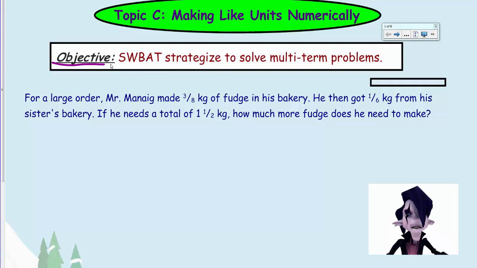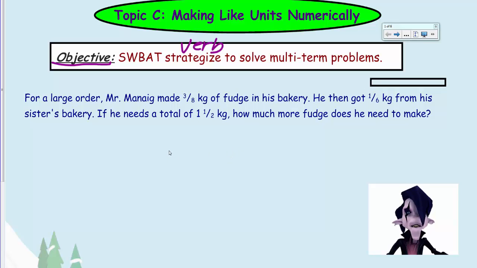Anyway, here we go. Here's our objective. It says that students will be able to strategize. You know what, they use strategize as a verb. How interesting. Okay, a verb. And it's to solve multi-term problems, and we'll talk more about that as we get there.